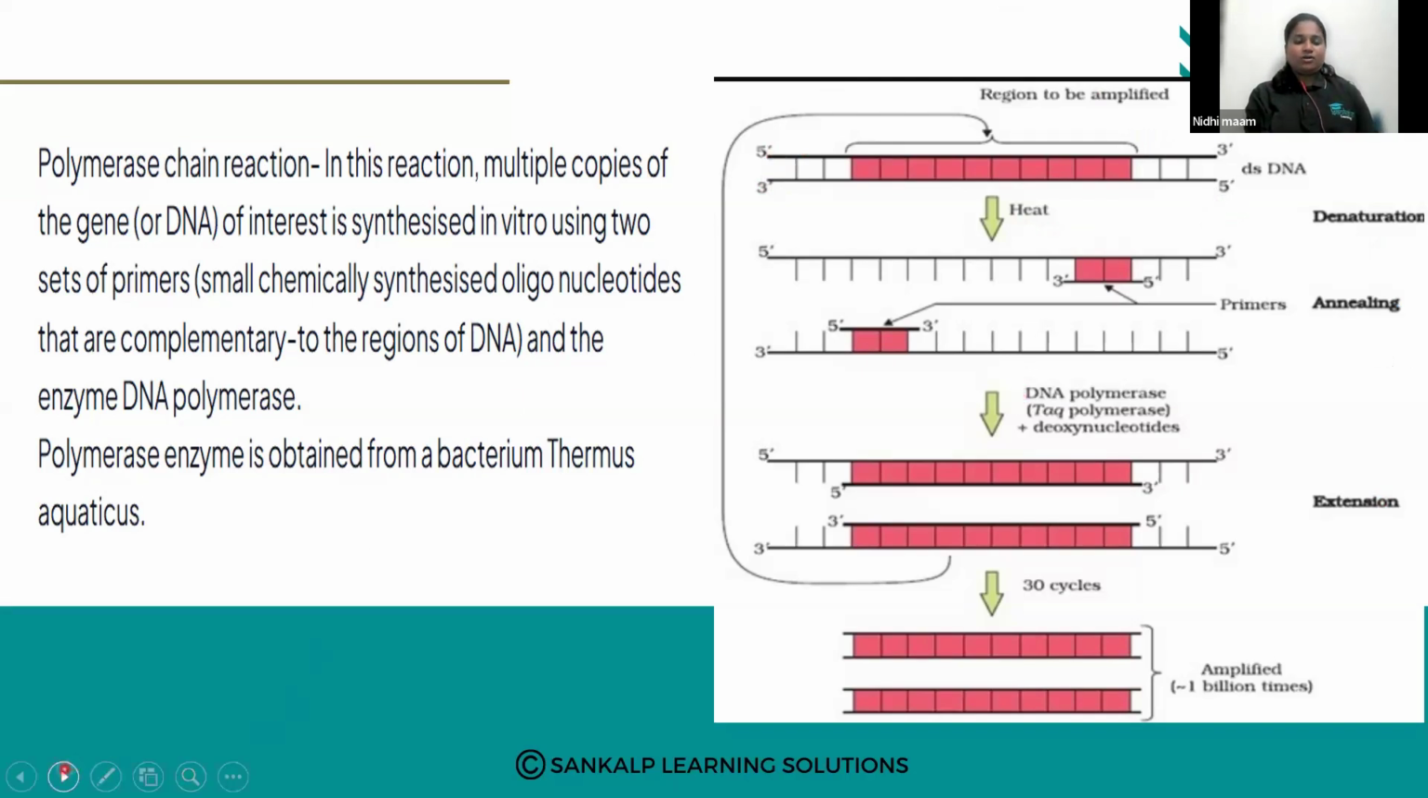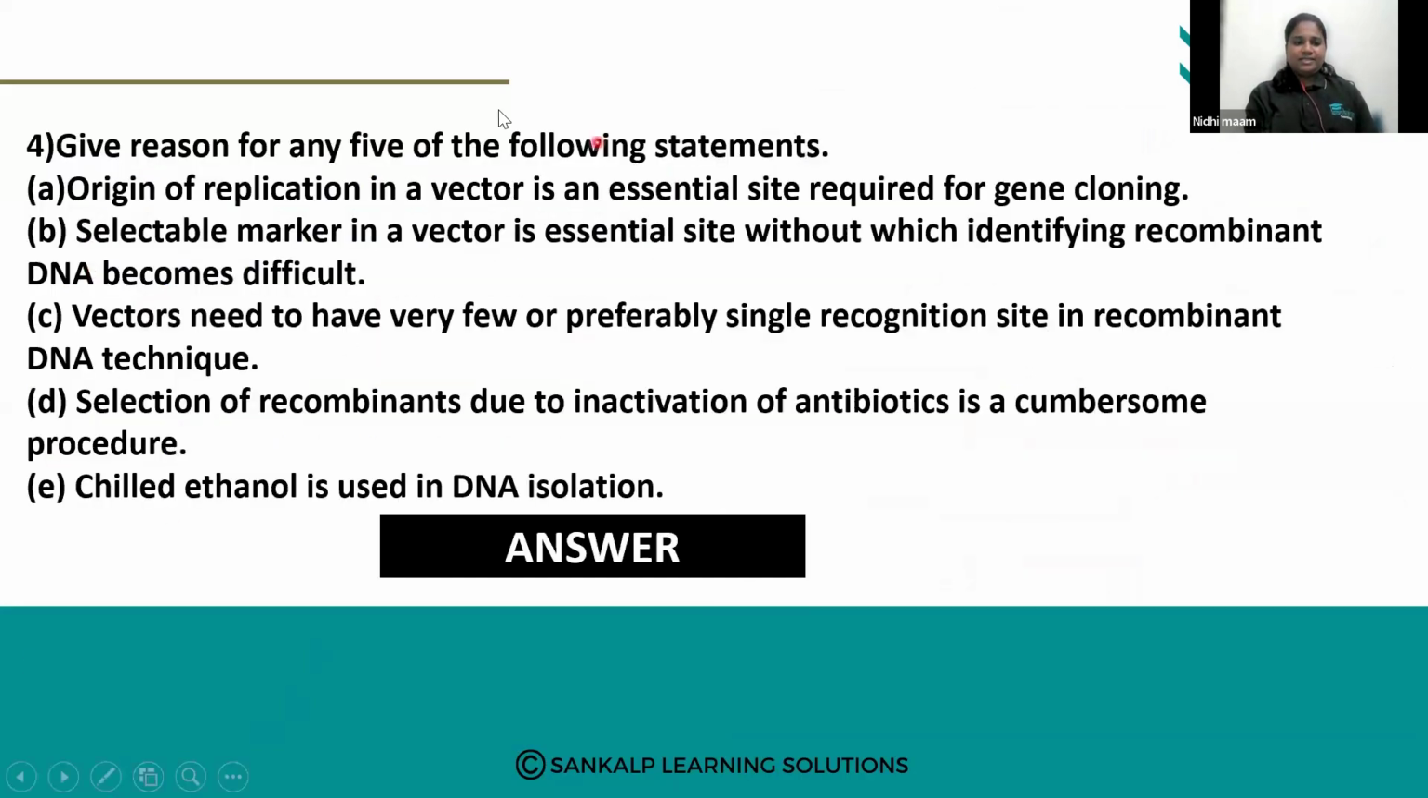So this is about the third question, I guess. Yeah. The next question goes like this. Again the same kind of question. Give reason for any 5 of the following statements. The first one is, origin of replication in a vector is an essential site required for gene cloning. Then, selectable marker in a vector is an essential site without which identifying rDNA becomes difficult. Next, vectors need to have very few or preferably a single recognition site.